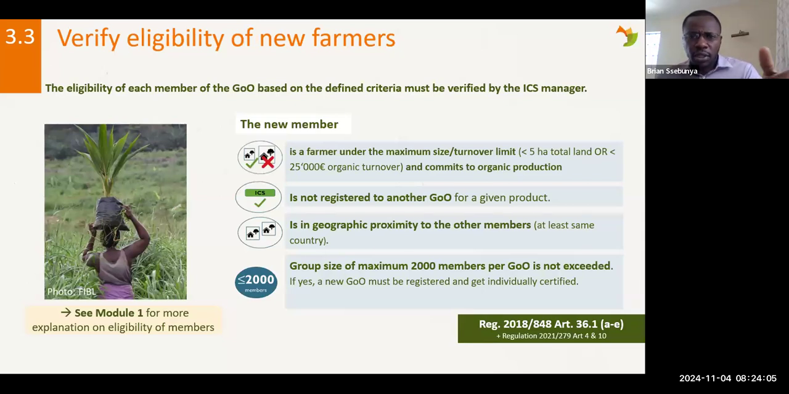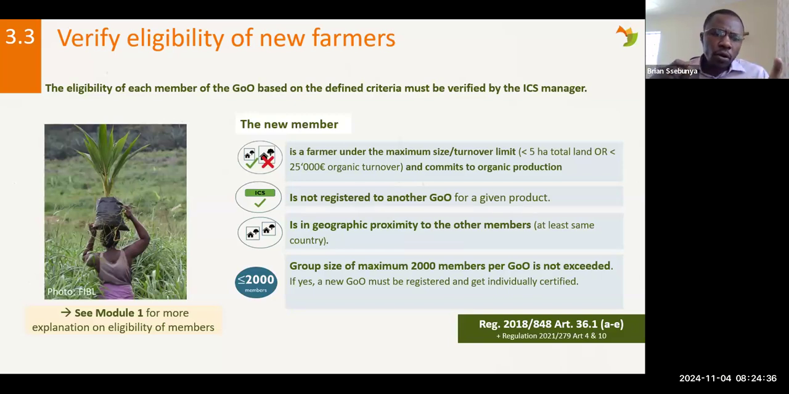In the verification, step 2, as I've already mentioned, this is what the ICS manager wants to be sure of: that the farmer's land size does not go beyond the limit, because this is also defined by the regulation. And that they are not registered by another group of operators. I don't know whether I've emphasized this before. A farmer can only be registered to one group of operators for the same crop.